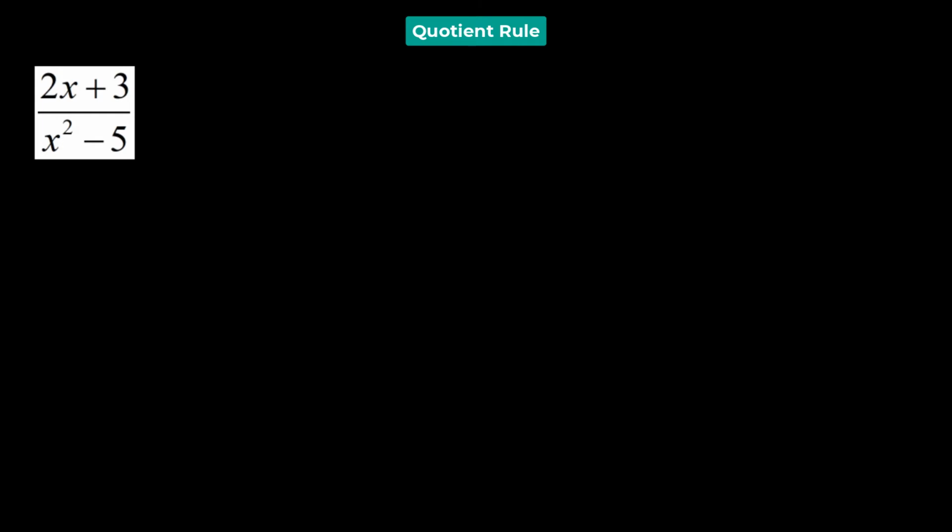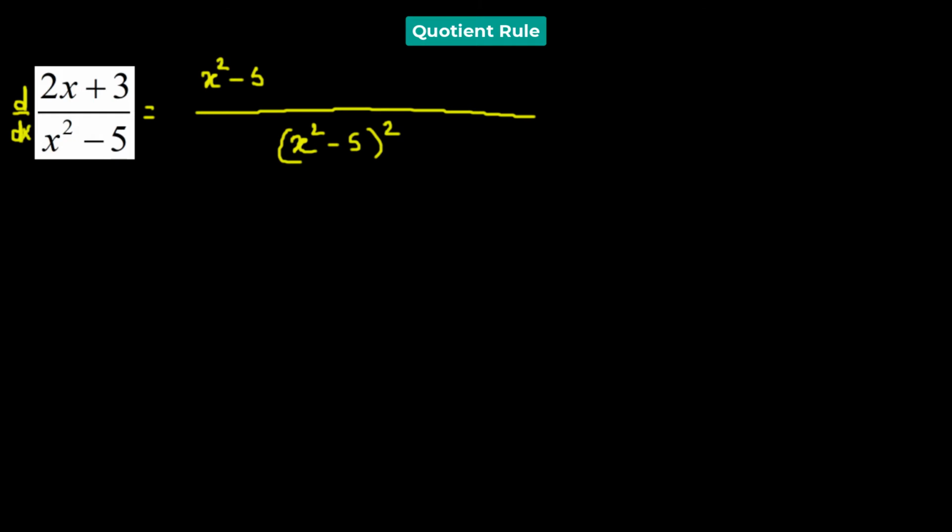So here we have the rational function 2x plus 3 divided by x squared minus 5. So let us begin differentiating the given function. So we start with the denominator, which is g of x. So we square it. So we have x squared minus 5 whole squared. Then in the numerator, we begin with the denominator itself, g of x. So we have x squared minus 5. So that will be multiplied to the derivative of the numerator, which is 2x plus 3.